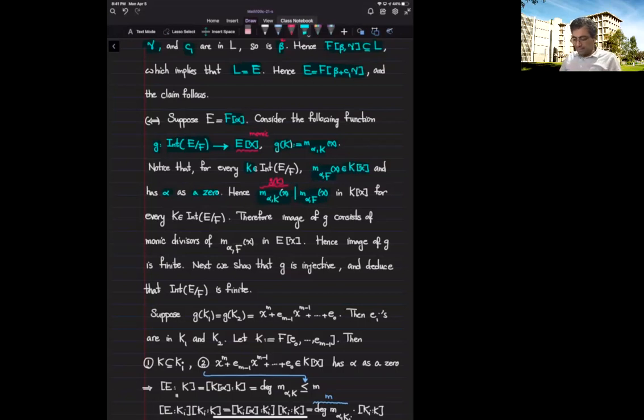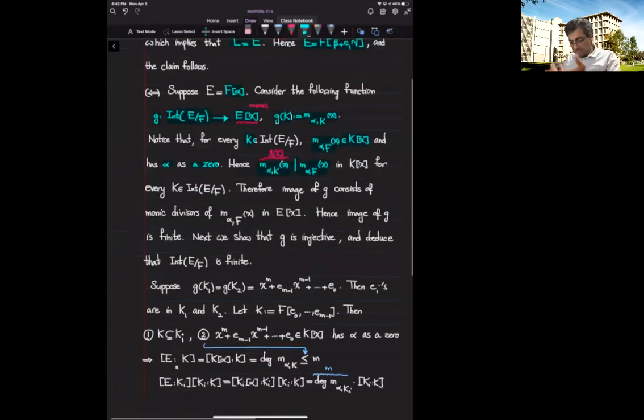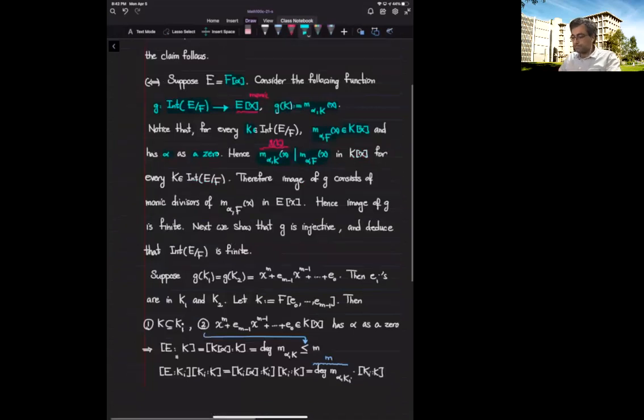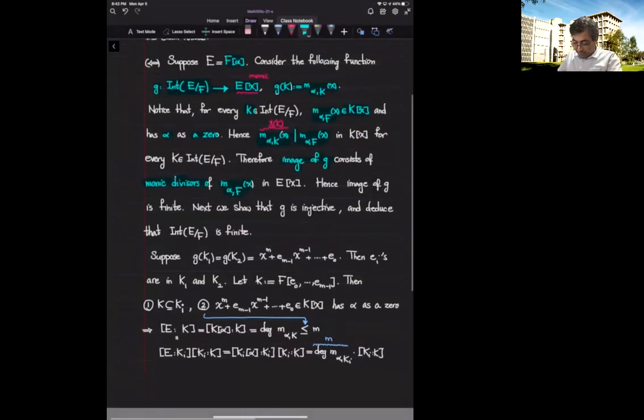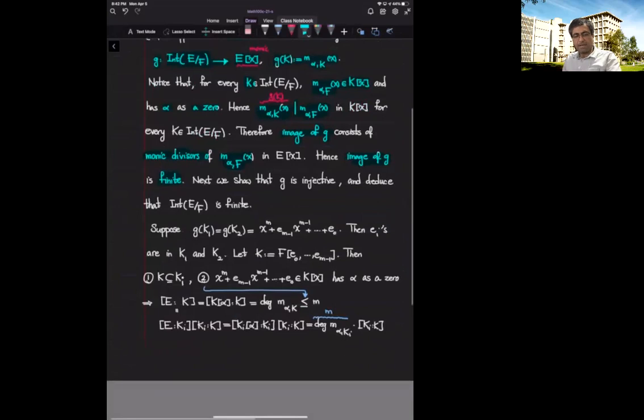So again, I have that G of K is a divisor of the minimal polynomial of alpha over F. So the image of G consists of monic divisors of the minimal polynomial of alpha over F, and therefore the image of G is finite, consists of finitely many elements. Now, if I show G is injective, we get that the domain of G should be finite as well.